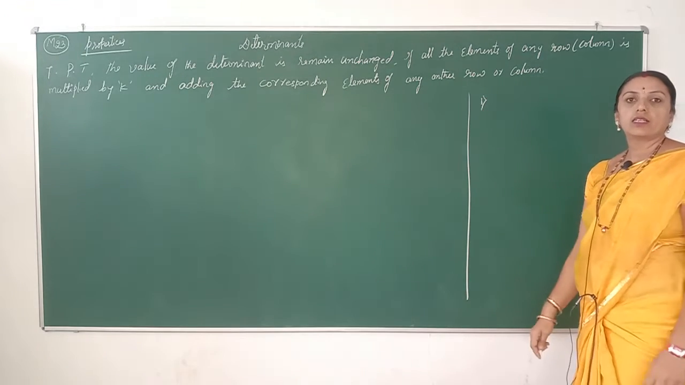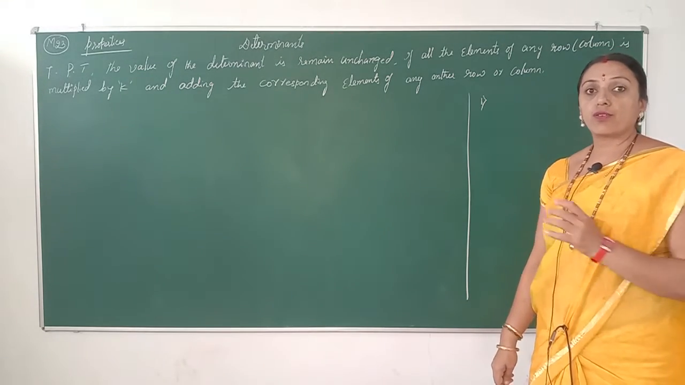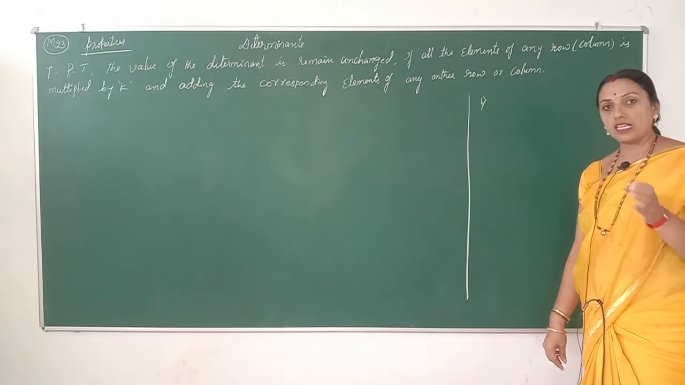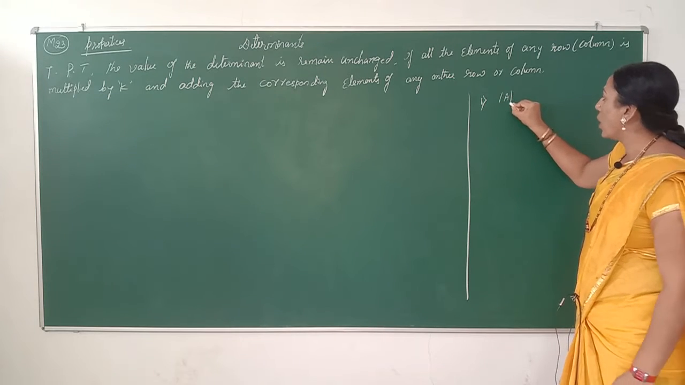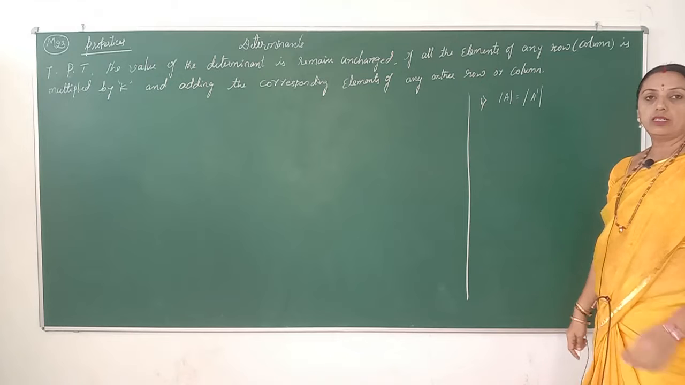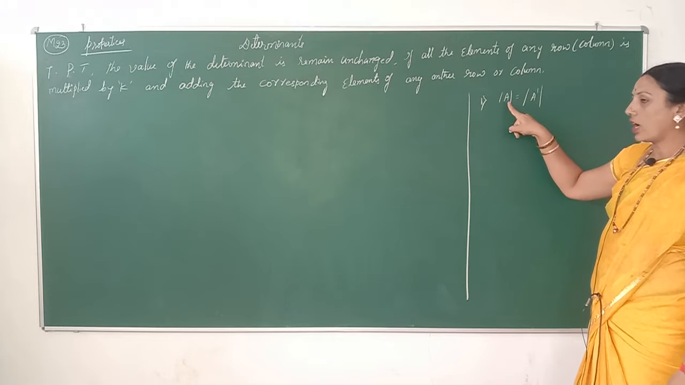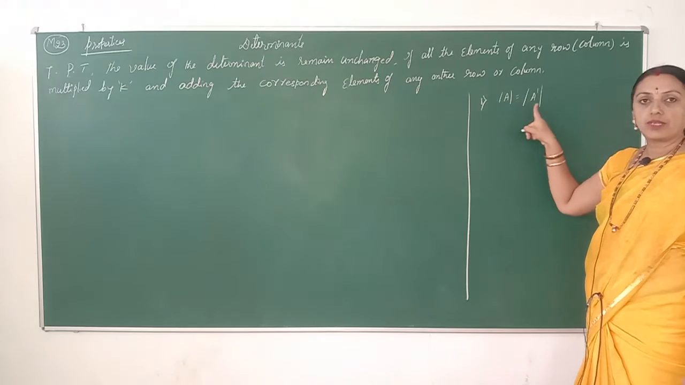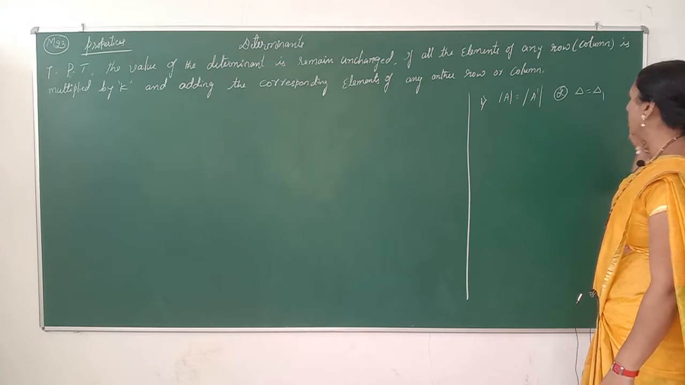Now the first one: the value of a determinant does not alter when all the elements of rows and columns are interchanged. Interchanging rows and columns is also called the transpose of the matrix. So if we take the transpose, the determinant is not altered, denoted by determinant of A is equal to determinant of A dash, where A dash is nothing but the transpose of A. In the proof it can also be written as delta is equal to delta 1.